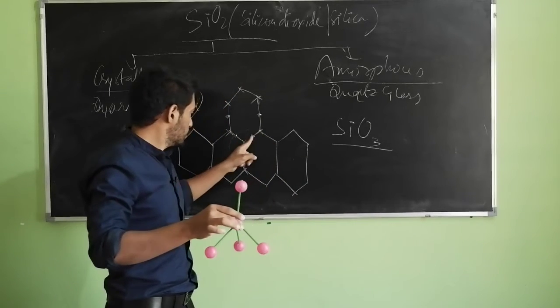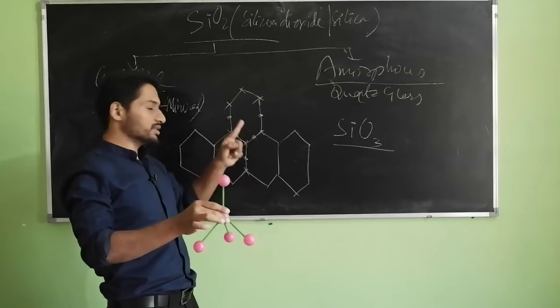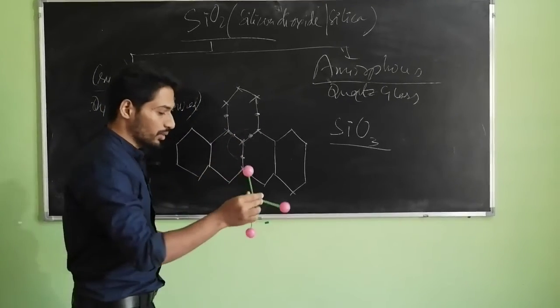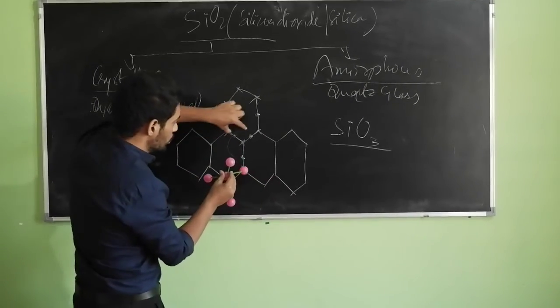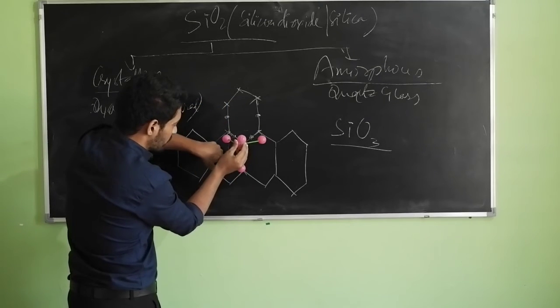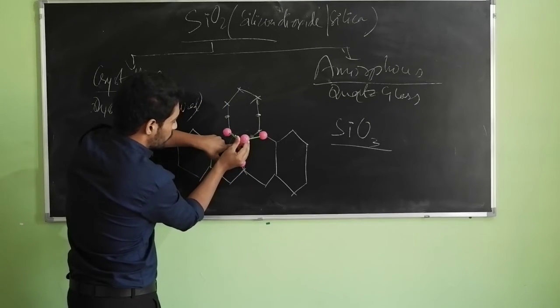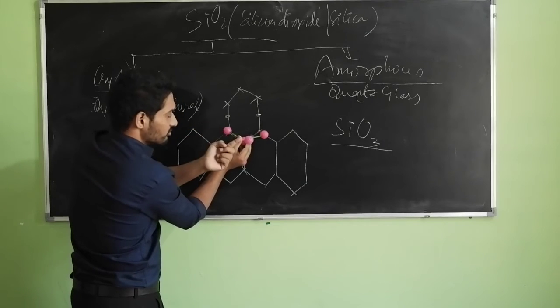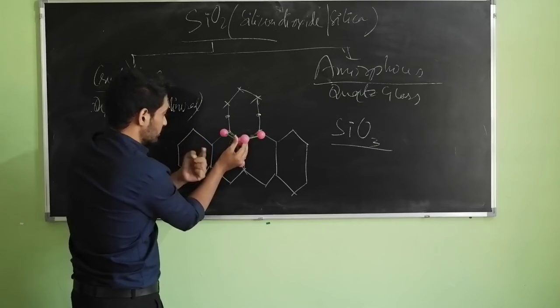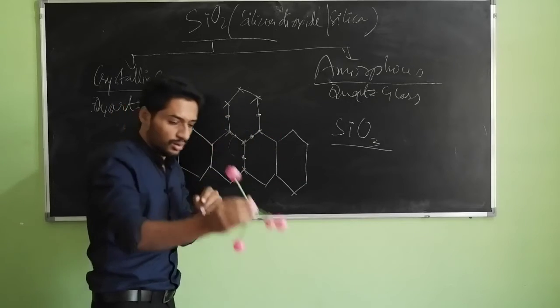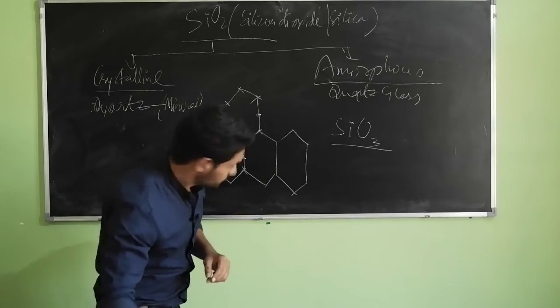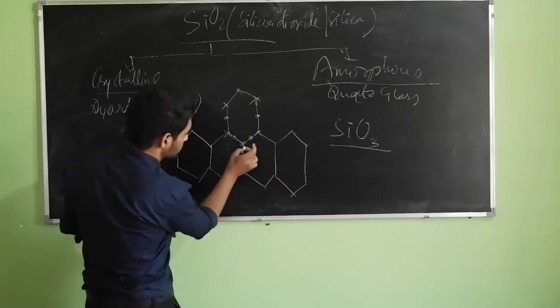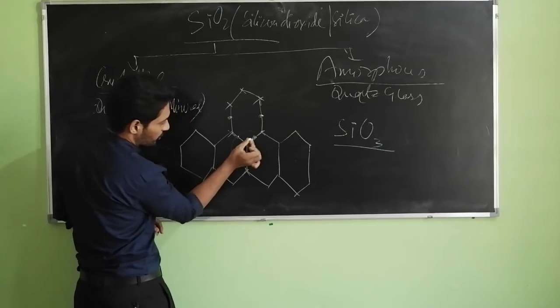Then we have 1, 2, 3 oxygen, and the fourth oxygen that is out of the board. I'll show you with the help of this. So 2 we have here, and the third oxygen we have here, and the fourth, this is silicon, and the fourth oxygen we have coming out of the board. So that is how the structure looks. This is how the structure of quartz is.